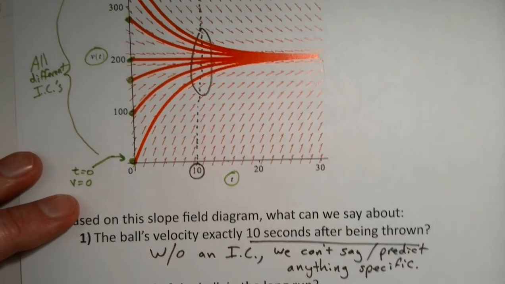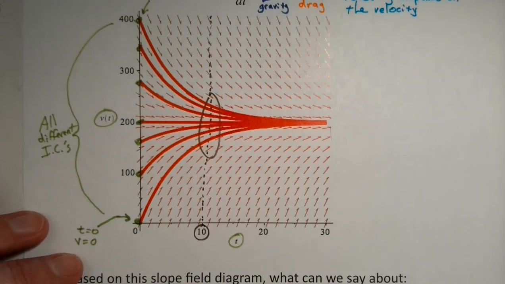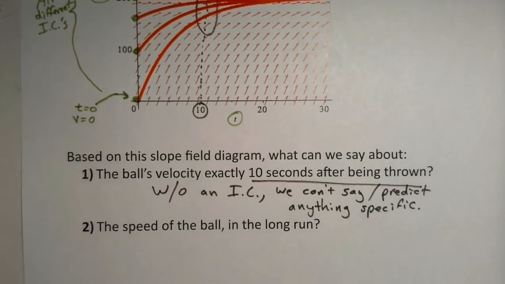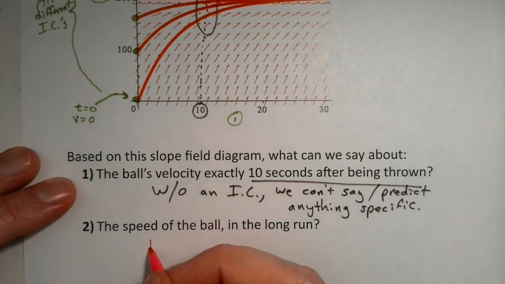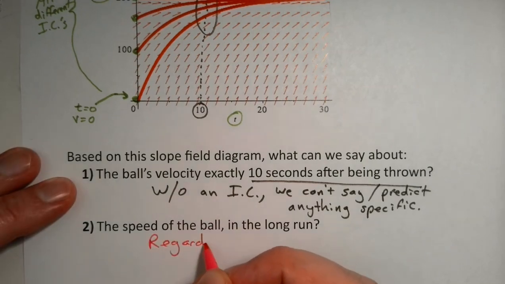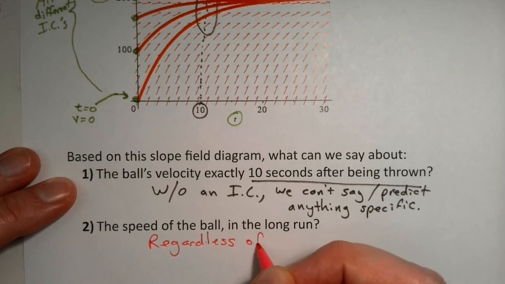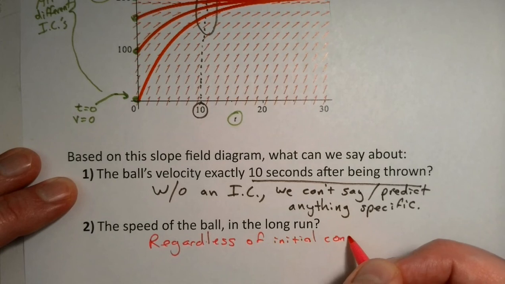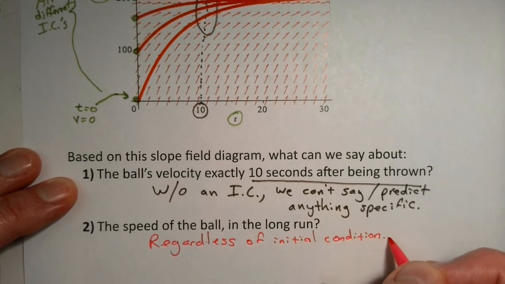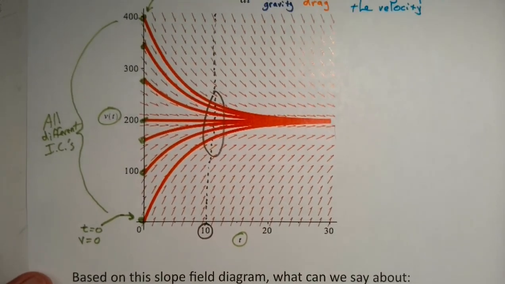So this graph is great for some things, but not for others. What's it great for? Well, that's the second question. What's the speed of the ball in the long run? Now notice, I'm saying what's the speed of the ball in the long run, and I didn't say anything about an initial condition, because regardless of the initial condition, what happens to the speed in the long run?